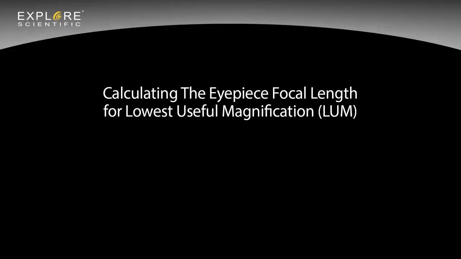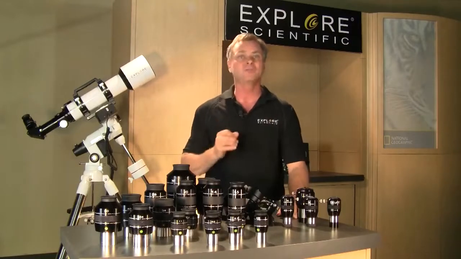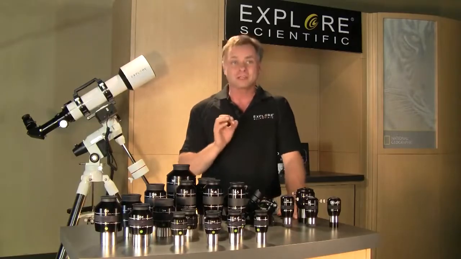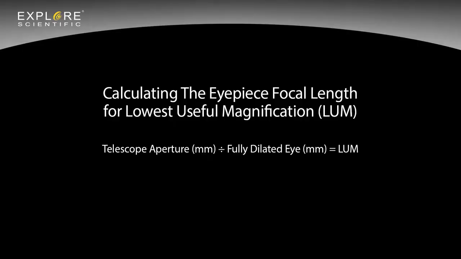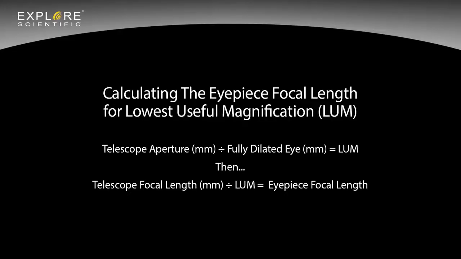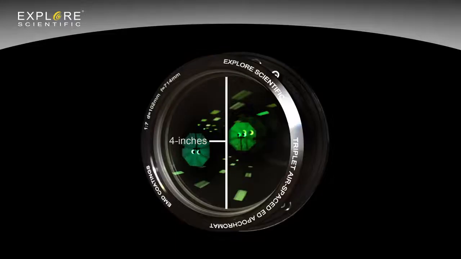It's important to calculate the eyepiece focal length for lowest useful magnification. Here's a useful formula for calculating the eyepiece focal length for lowest useful magnification. What you do is you take the telescope aperture in millimeters and you divide it by the fully dilated eye in millimeters. That will give you lowest useful magnification. Then take the telescope focal length in millimeters and divide it by the lowest useful magnification number. That'll tell you which eyepiece focal length you need.